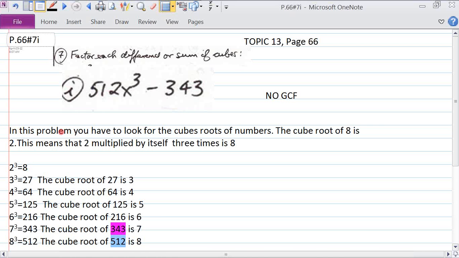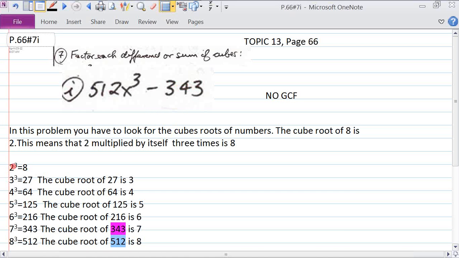So let's look at this. In this problem, you have to look for the cube roots of a number. So the cube root of 8 is 2. This means that 2 multiplied by itself 3 times is 8. So you're looking for the cube root of 512, and you're looking for the cube root of 343. In other words, what number multiplied by itself 3 times gives you 512? What number multiplied by itself 3 times gives you 343?